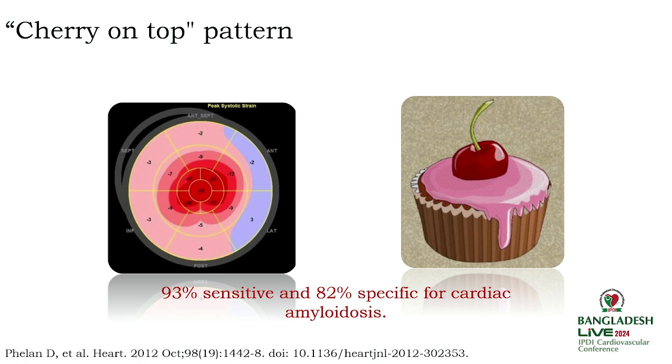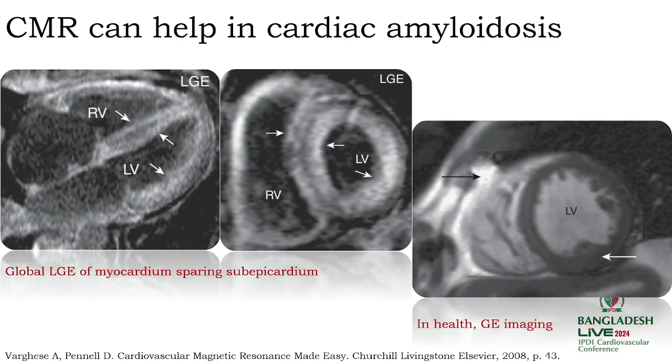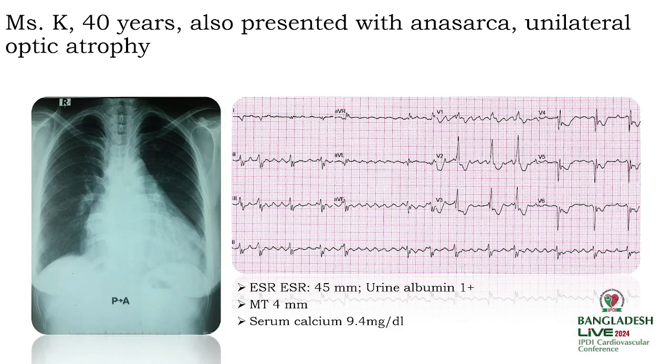Actually, in practical life, this may be the first clue that you are dealing with a case of cardiac amyloidosis, and you should proceed for further sophisticated imaging like MRI, cardiac magnetic resonance, and the nuclear cardiac scan. CMR can help in cardiac amyloidosis because there may be diffuse uptake of late gadolinium enhancement. In contrast, on the right side, you are seeing the healthy myocardium.